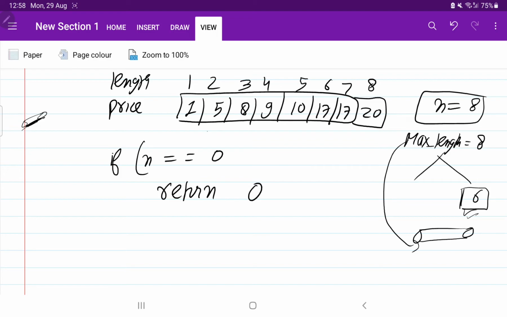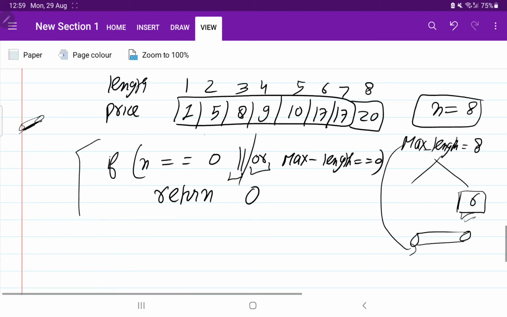And if maximum length will become 0, then what you are going to get? Anything? No. So if n is equal to 0 or max length equal to 0, then return 0. Or you can use "or" like this. This is the syntax of Python and this is for C++ and Java, right? So this is done. This is the base condition.